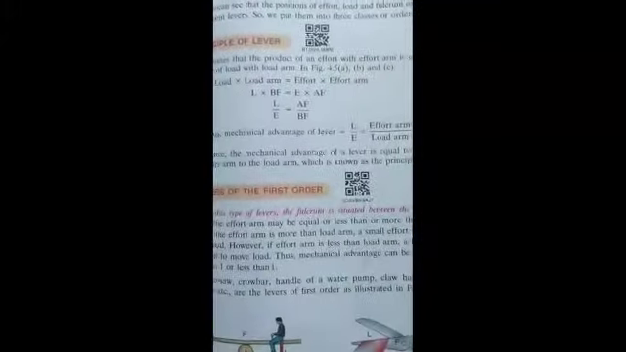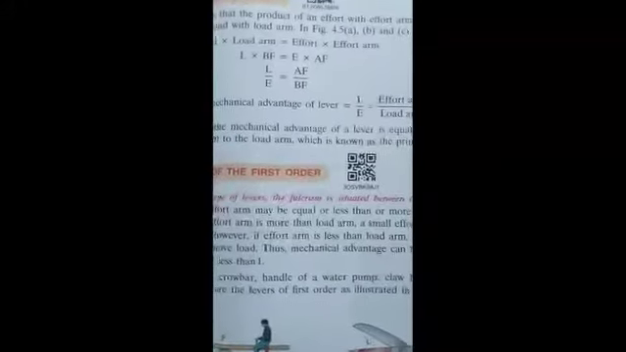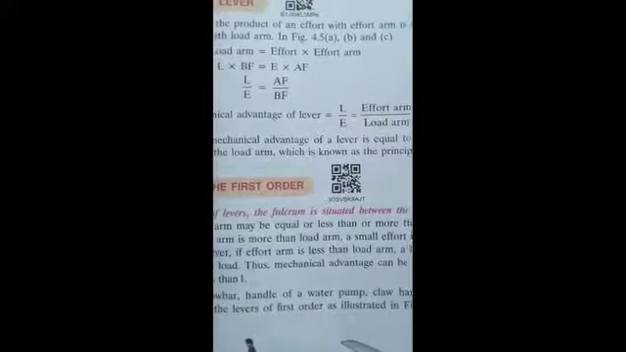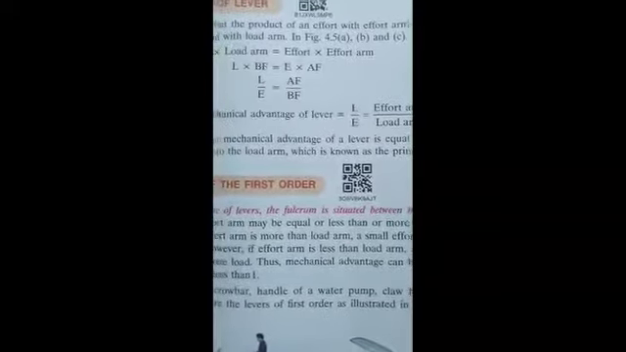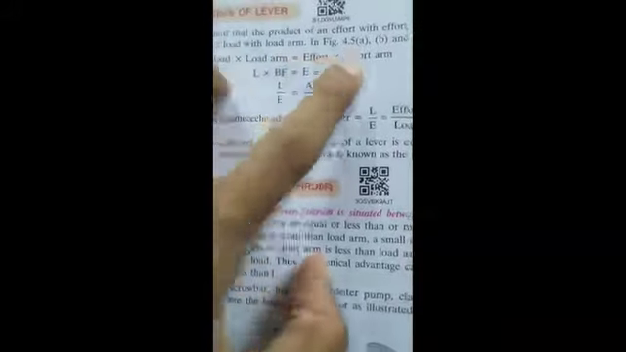Now we will discuss the principle of the lever. So what is the principle of the lever? The principle of the lever states that the product of the effort with the effort arm is equal to the product of the load with the load arm. That means load into load arm is equal to effort into effort arm.